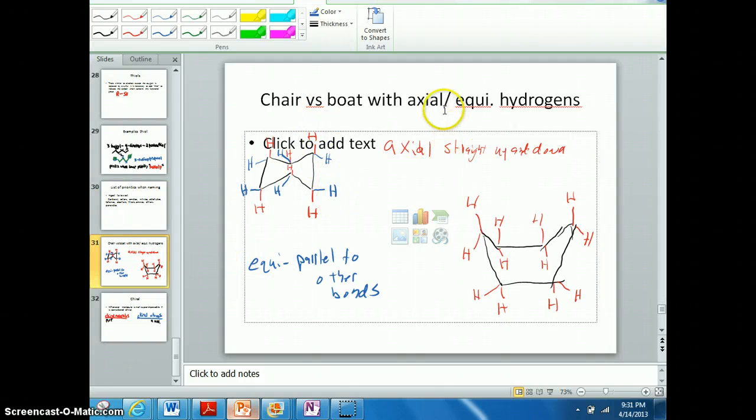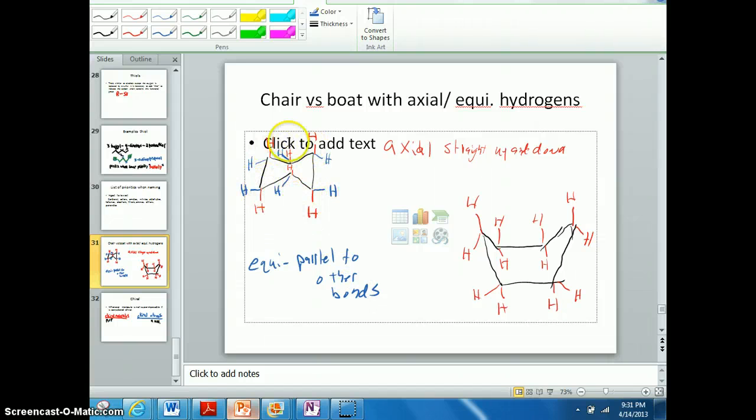Chair versus boat, equatorial and axial hydrogens. Alright, so first of all we have axials straight up and down. That's symbolized by all our reds right here. Kind of a mess, but they're all there. And then we have our equatorials, which are parallel to the other bonds. So as you can see here, some of this isn't drawn the best. This right here is parallel to this one. This one right here is parallel to this one, parallel to this, and so on and so forth. So you can see that's the key there. They're parallel to other bonds, and this gives it kind of a chair shape.